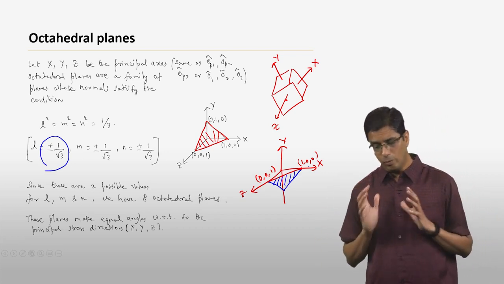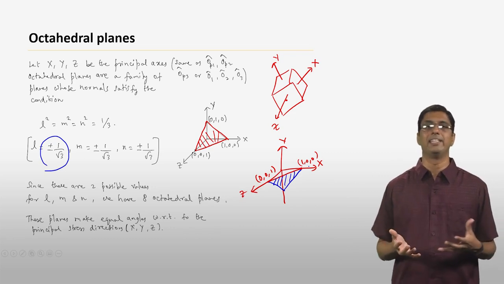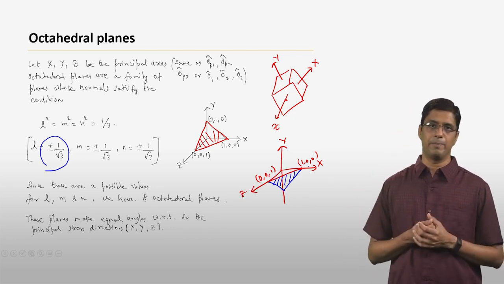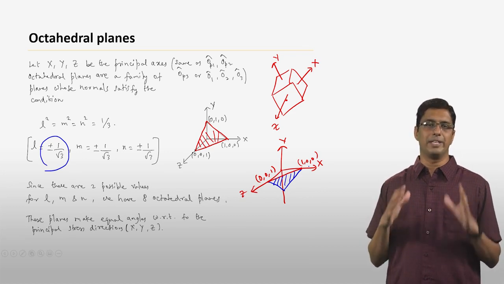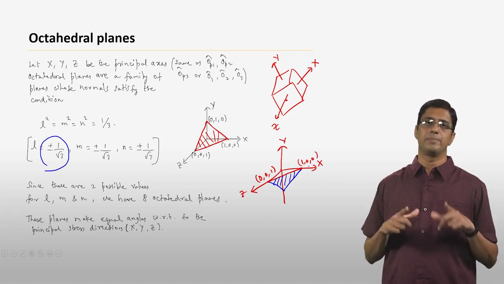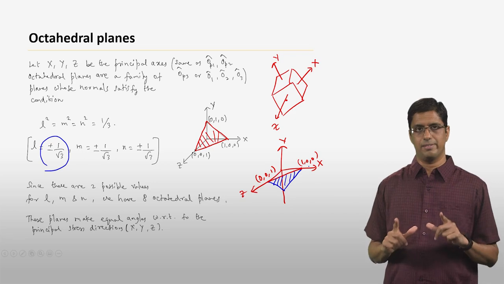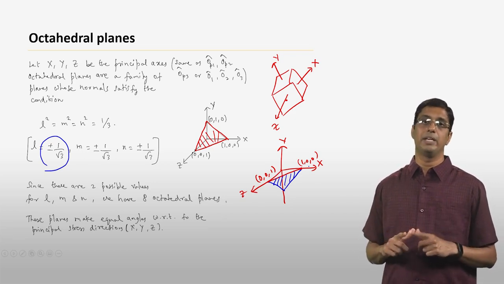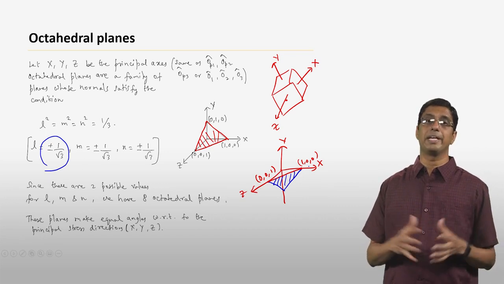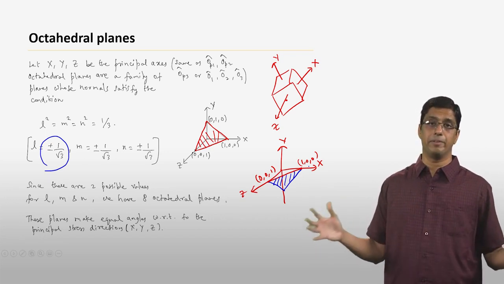Now, what is special about these planes? Why are we looking at these specific planes rather than some other arbitrary plane? The reason that we are interested in these octahedral planes is because the shear stresses on these octahedral planes help us figure out whether a material is going to yield or not, whether it's going to plastically deform or not.